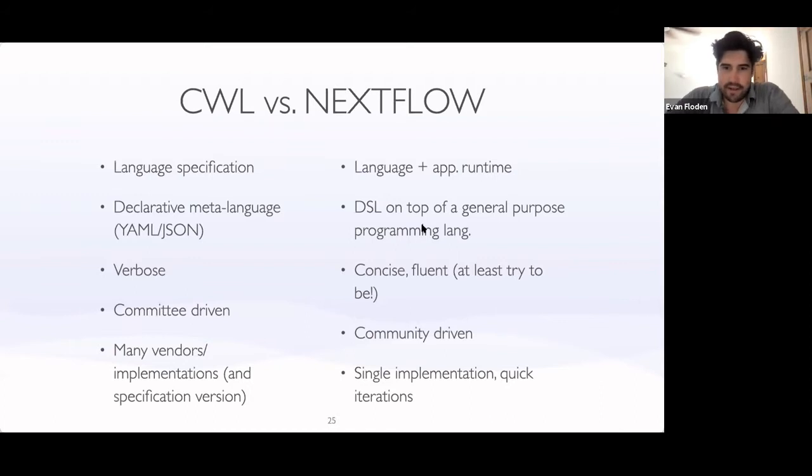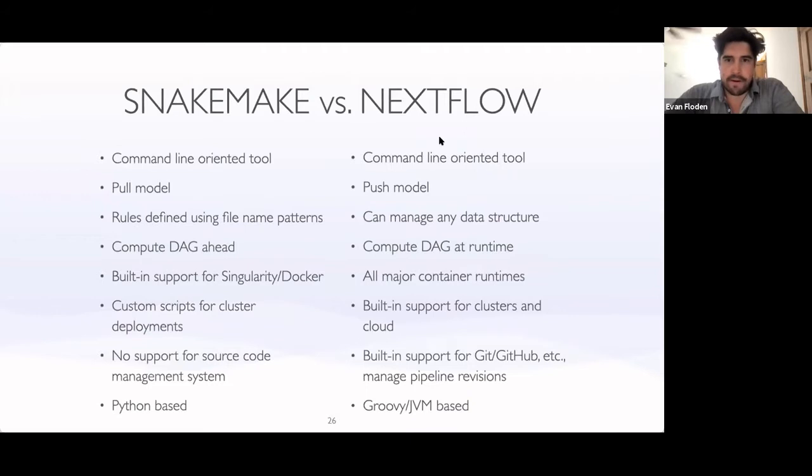Other people like to compare it to things like Snakemake. Snakemake and Nextflow are probably the most similar in the sense that they're both DSLs. Snakemake is written on top of Python. The main difference is that Nextflow is a push model, this dataflow model, whereas Snakemake is pull, which means you have to write your targets first. So you have to think a little bit backwards about your pipeline.